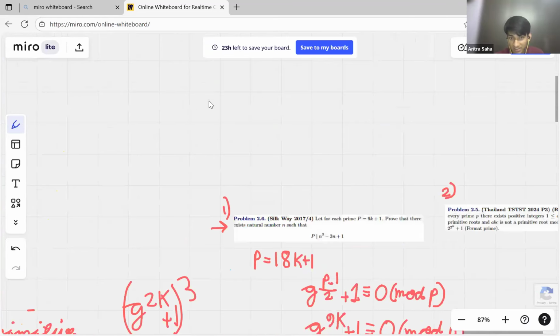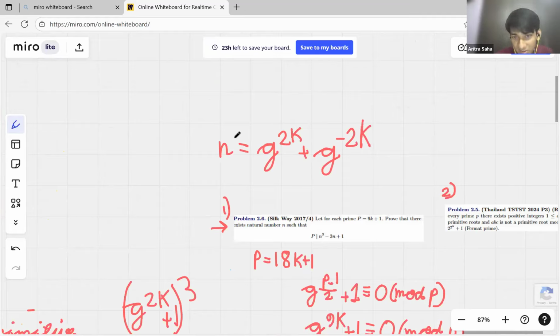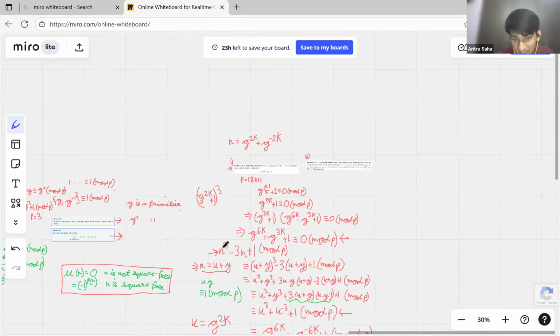What is the construction? n is equal to g to the power 2k, where g is a primitive root, plus g to the power minus 2k. But you will never think of this at first. So by doing it like this, you get the construction.